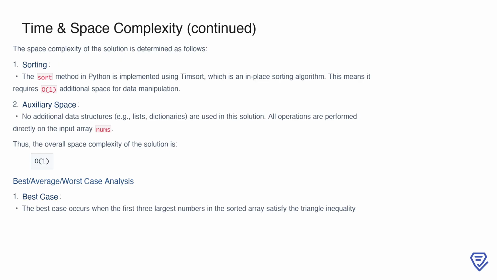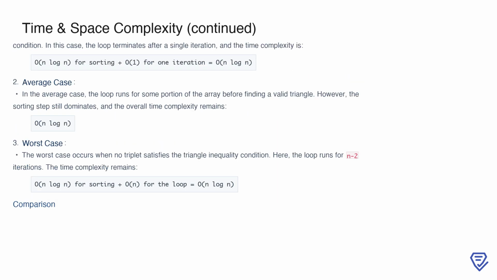Now, let's consider the behavior of the algorithm in different scenarios. In the best case, the first three numbers in the sorted array form a valid triangle. Here, the loop terminates after just one iteration, resulting in a time complexity of O(n log n) for sorting and O(1) for the loop, which simplifies to O(n log n). In the average case, the loop runs for some portion of the array before finding a valid triplet that satisfies the triangle inequality condition. However, even in this situation, the sorting operation remains the dominant factor that determines the overall time complexity. As a result, the time complexity in the average case is still O(n log n).